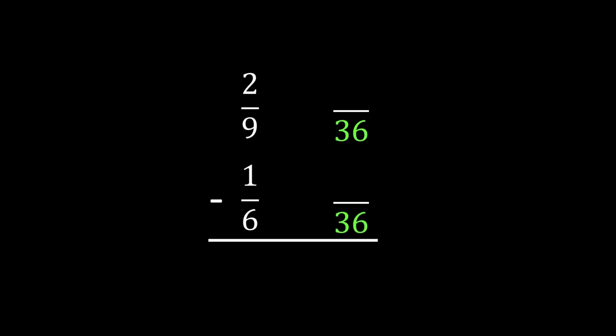I need to look first at 2/9. What did I multiply 9 by to get to 36? I multiplied 9 by 4 to get to 36. Because I multiplied my denominator by 4, I need to multiply my numerator by 4. 2 times 4 is 8.